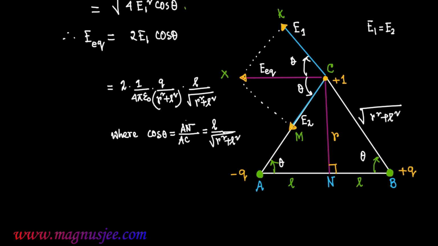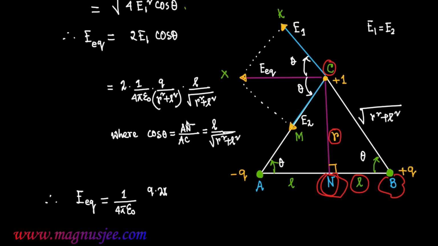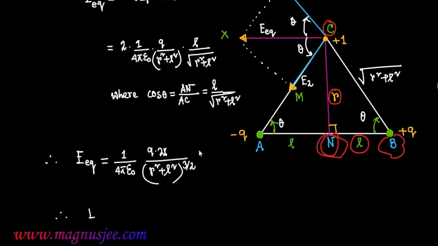Here the hypotenuse CB is equal to root over r square plus L square, where r is the distance of the point C from N and L is the distance of the plus q charge from the midpoint N. Therefore, E_eq equals 1 by 4 pi epsilon 0, q dot 2L divided by (r square plus L square) whole to the power 3 by 2. In place of q dot 2L, we can write P. Therefore, E_eq equals 1 by 4 pi epsilon 0, P divided by (r square plus L square) whole to the power 3 by 2.